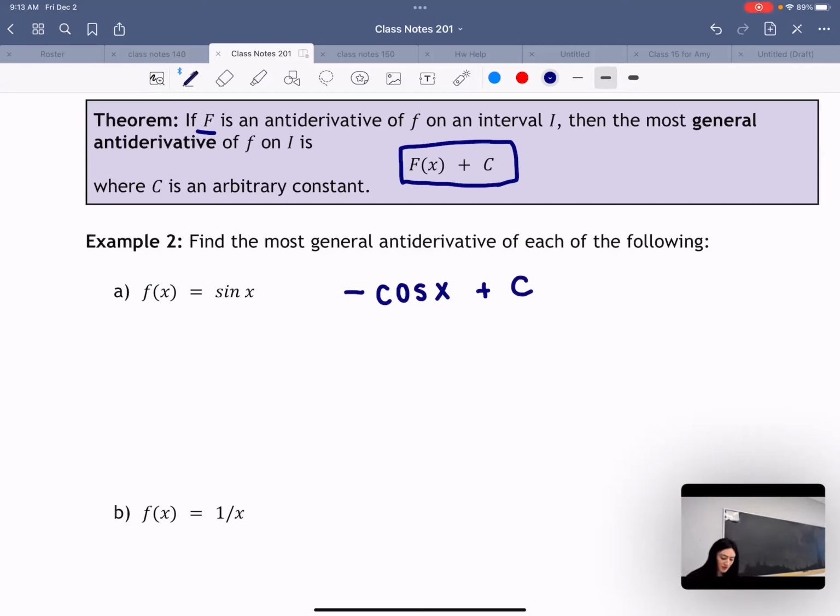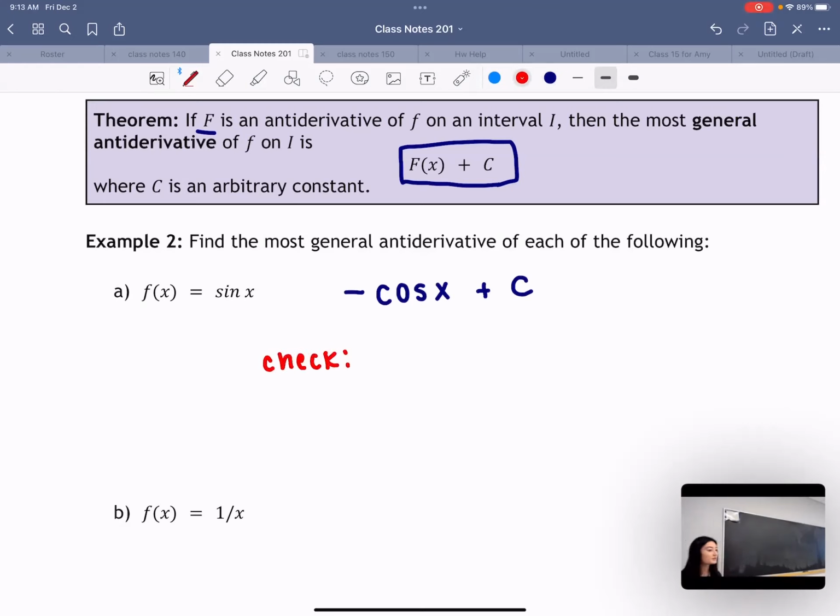Why is cosine negative? Because the derivative of cosine is negative sine. Yeah, the derivative of cosine is negative sine. So in order to counteract that, we need a negative up front. And we'll talk about a way to generalize this. So if you're a little confused getting there, don't worry yet. But why don't we just check?